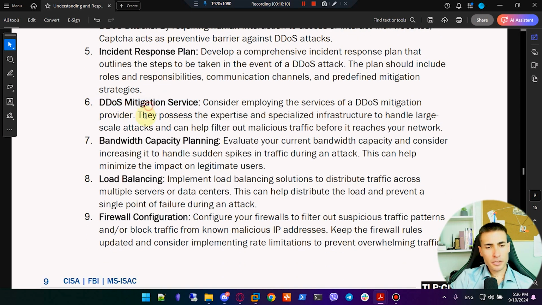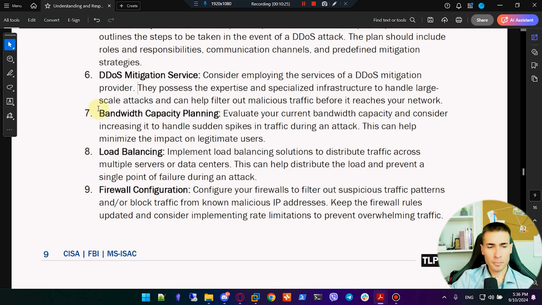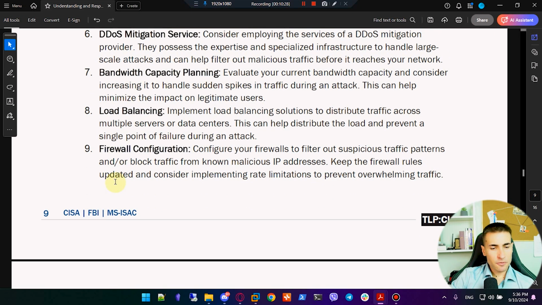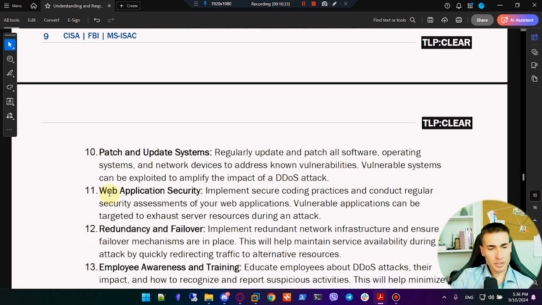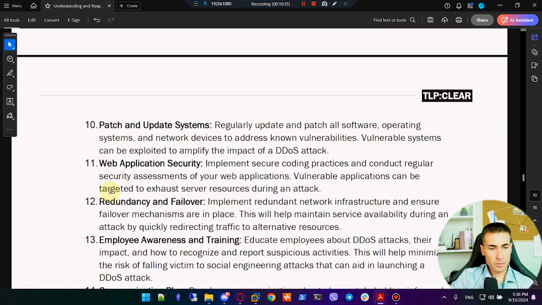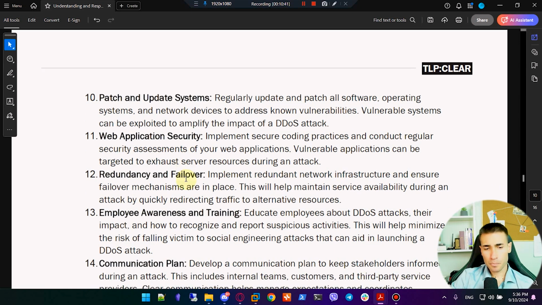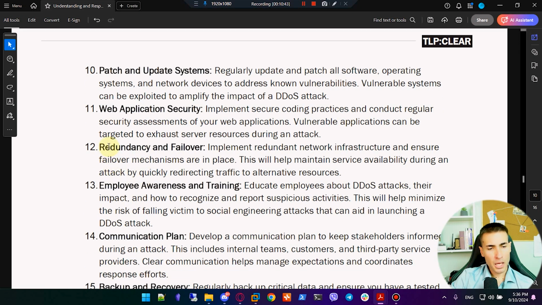DDoS mitigation service is important. There are many providers for that specific service. I'm not going to name any, but many alternatives exist on the market, so you have to do your due diligence and implement one. Load balancing, firewall configuration, extremely important. Patch and update systems, understandable. Web application security, again, this is the moment where you have to do penetration tests. I'm not going to repeat myself.